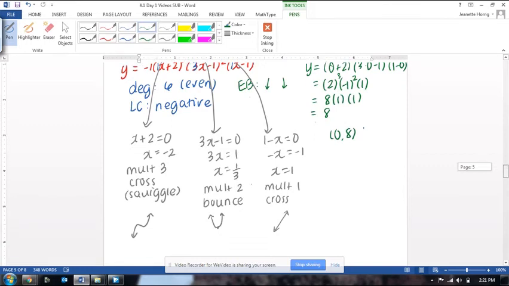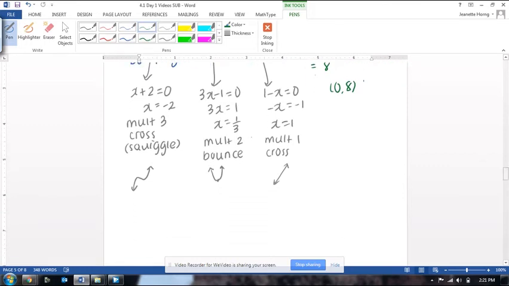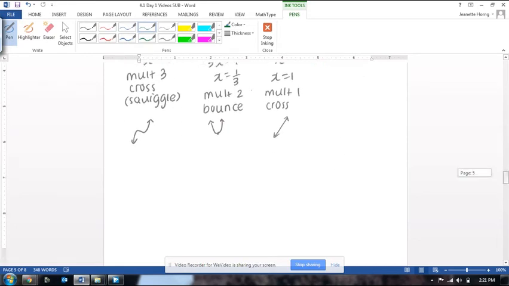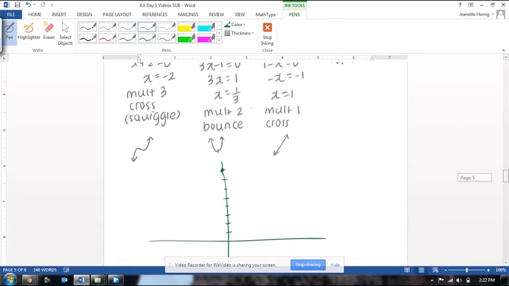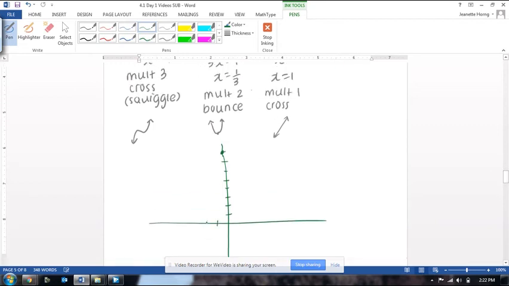Now we're ready to do a sketch. So the only 3 points that you actually have are these x-intercepts and the y-intercept. So I'm going to go ahead and go down here. I'm going to create a nice pretty graph here. I'll go up 3, 4, 5, 6, 7, 8. Was that 8? I think that was 7. 1, 2, 3, 4, 5, 6, 7, 8. So here's my y-intercept. My 3 x-intercepts, -2. So here's -2. There's one at 1/3. So here-ish. And then another one at 1.